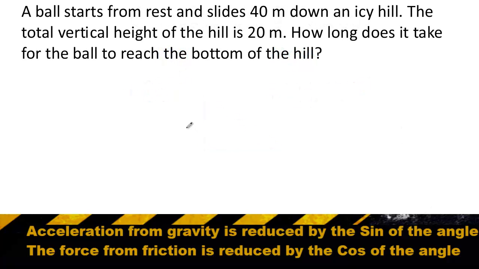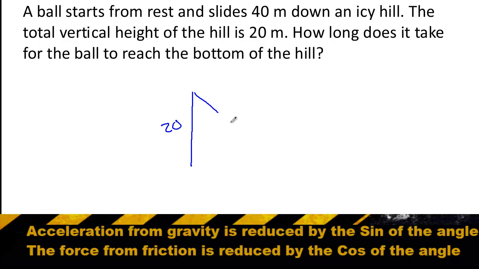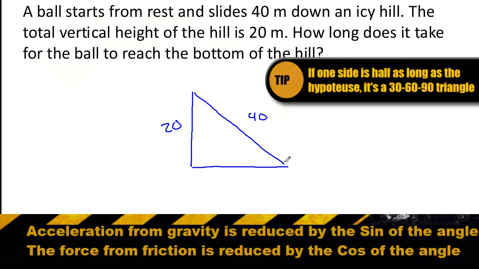So let's try a sample MCAT problem. We have this hill that's 20 meters high, and the distance down the hill is 40 meters. If I turn this into a right triangle, what you should recognize is that my short side is half the size of my long side, which means they're setting me up for a 30, 60, 90 triangle where the ratio of my sides is x, 2x, and x root 3.